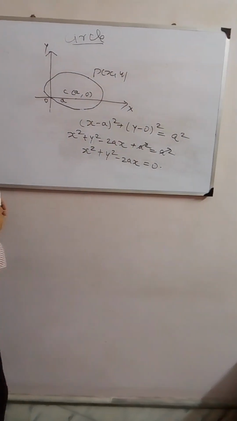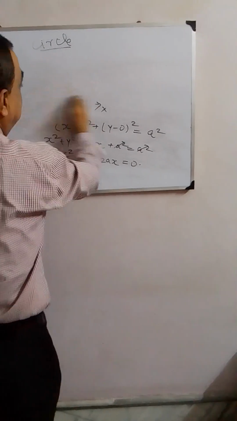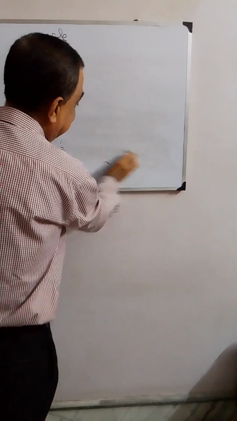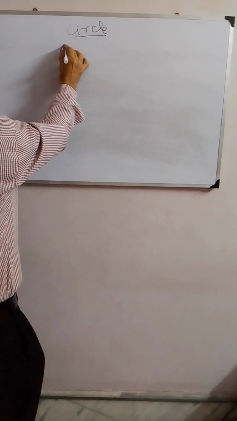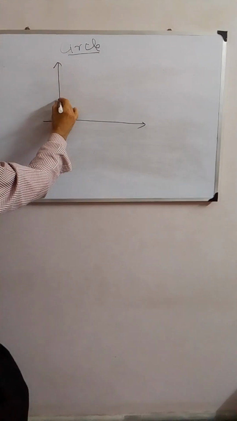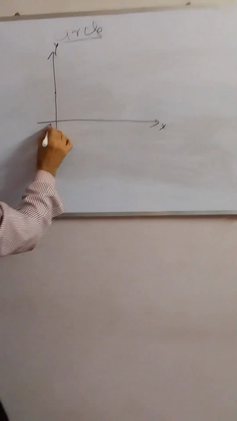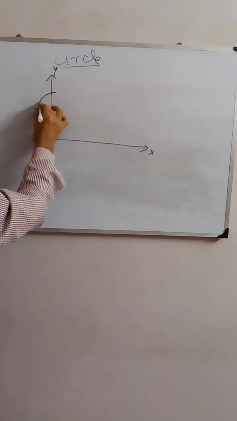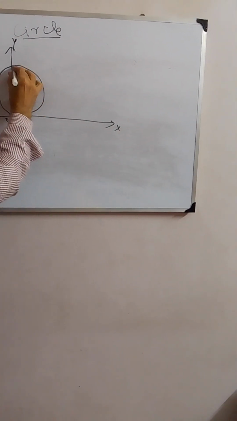Now we are taking the next case, when the center of the circle is lying on the y-axis and the circle is passing through the origin. Here the center is lying on the y-axis, and the circle is passing through the origin like this, and this is the center of the circle.